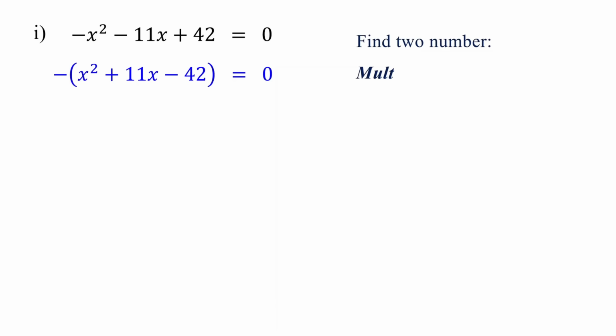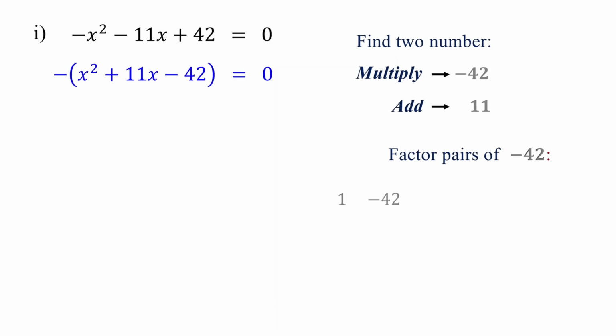Find two numbers that multiply to give negative 42 and add up to 11. List the factor pairs of negative 42. 1 and negative 42. 2 and negative 21. 3 and negative 14. 6 and negative 7. Changing the sign of these factor pairs gives you the other half.